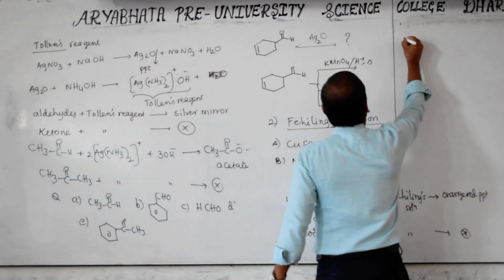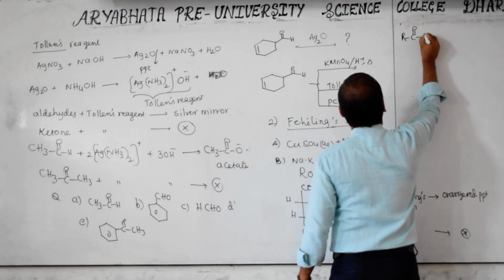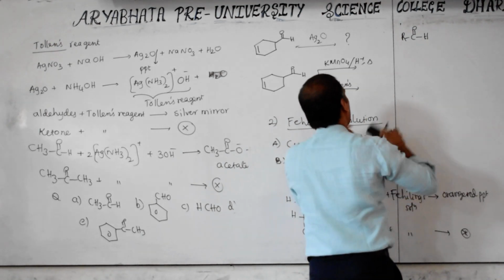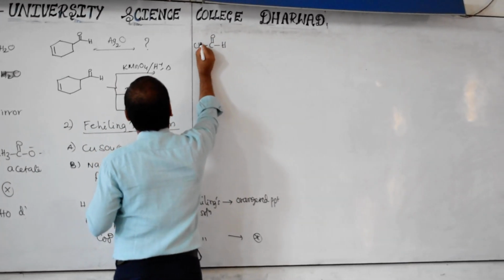Now, I will take one aldehyde. R C double bond O H. I will take one instance here, better than R. I will take CH3.